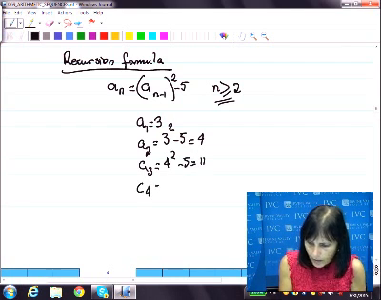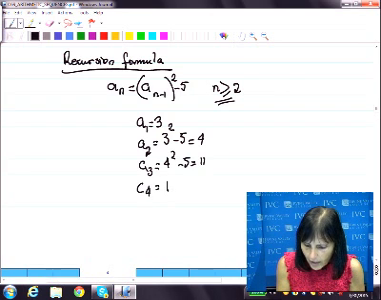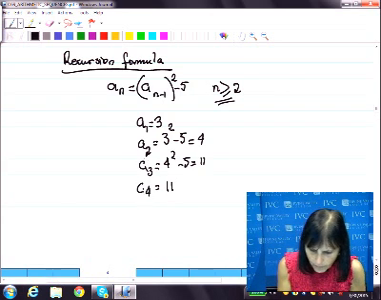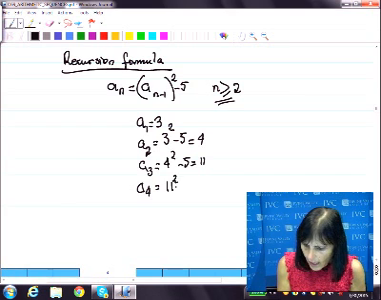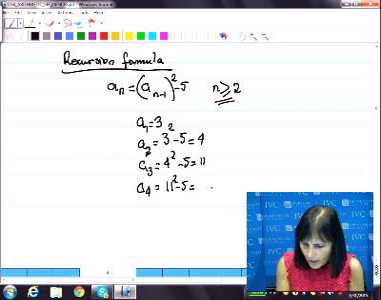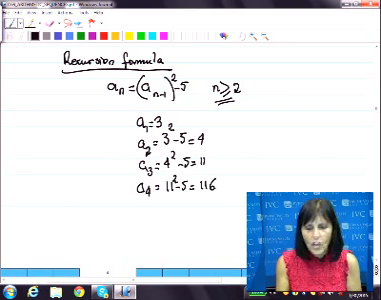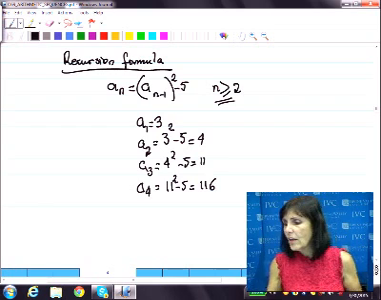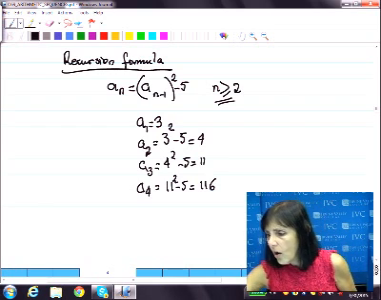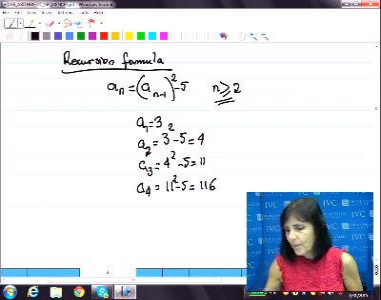How about the next one? I'm going to square 11 and then subtract 5, and that will give me 116. Recursion formulas, you're just writing your formula based on the previous term.